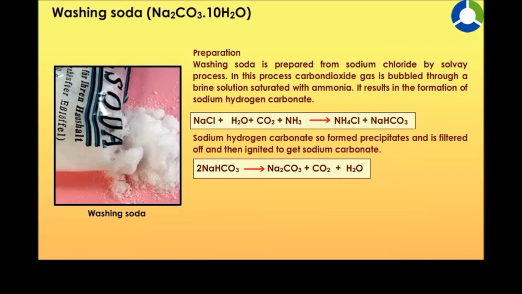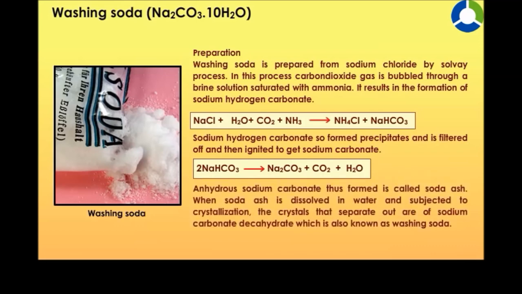2NaHCO3, sodium hydrogen carbonate, gives Na2CO3, sodium carbonate, carbon dioxide CO2 and water H2O. Anhydrous sodium carbonate thus formed is called soda ash. When soda ash is dissolved in water and subjected to crystallization, the crystals that separate out are of sodium carbonate decahydrate, which is also known as washing soda.